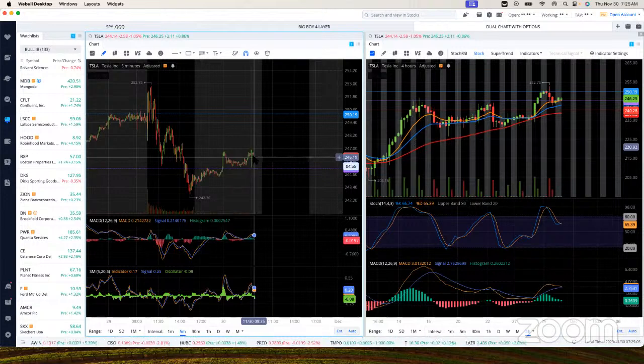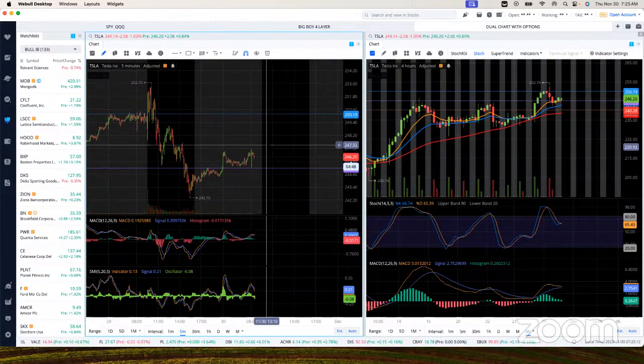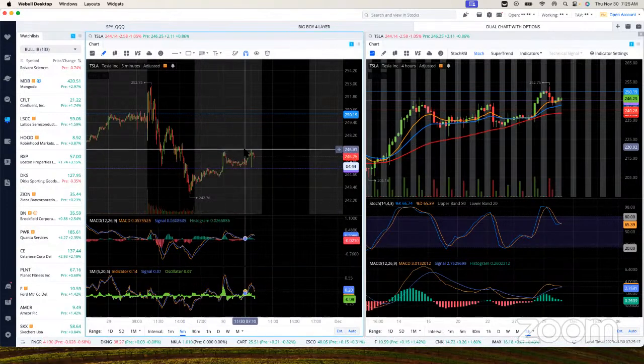We got a little cup and handle starting to form here. I think we can get a push if we get a nice presentation. We can get the push to 250. Remember, Tesla loves this range. Anytime we're in this 245 range, we start to look at 245.